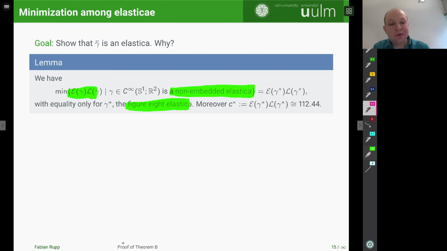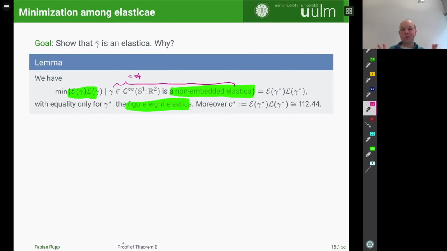What I would like to remark now is that this subset of W22 is in fact also a subset of the admissible set in the minimization problem. So a priori, the minimizer gamma bar could have a smaller energy than the figure 8. Okay, but we will eventually show that gamma bar is an elastica, and then it has to be the figure 8 by this lemma.